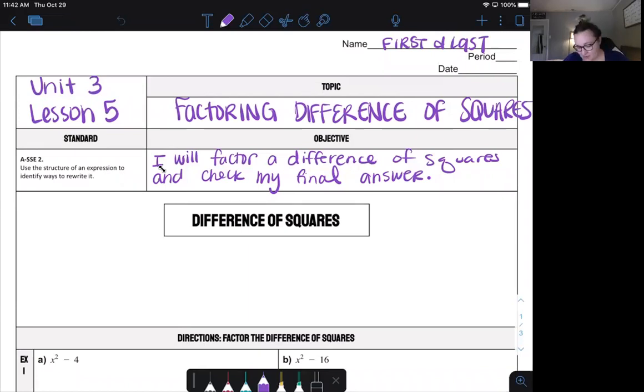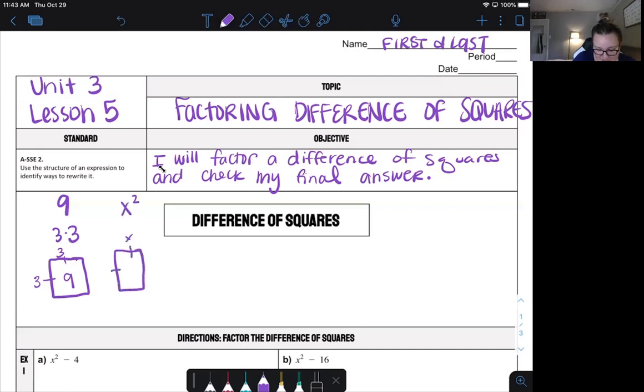So what is a difference of squares? Well, what does it mean for a number to be a perfect square? For example, 9 is considered a perfect square because 9 is really 3 times 3. Or, 9 is the area of a square with side lengths of 3. So 3 times 3 would be 9. So that's why it's a perfect square. Just like x squared is a perfect square because it creates the dimensions of a square that would be x by x, and its area would be x squared.